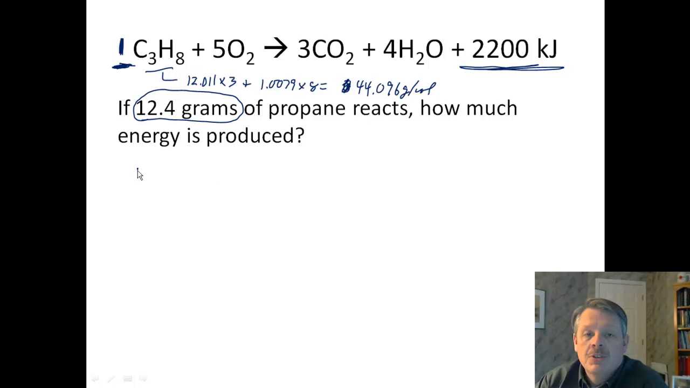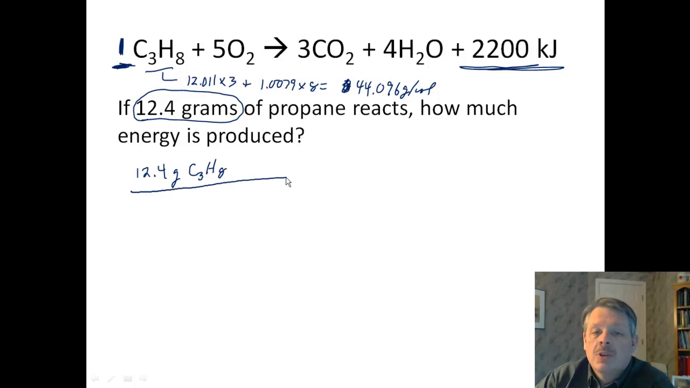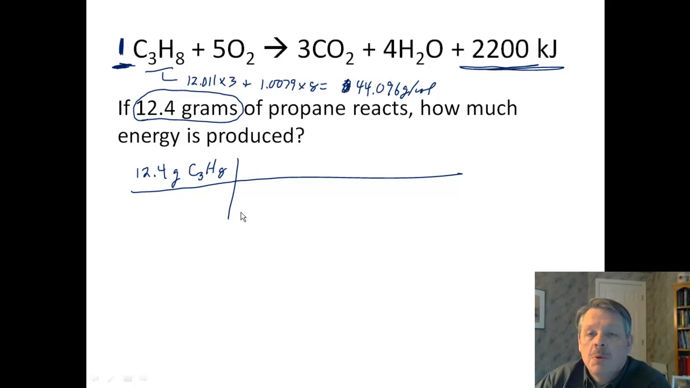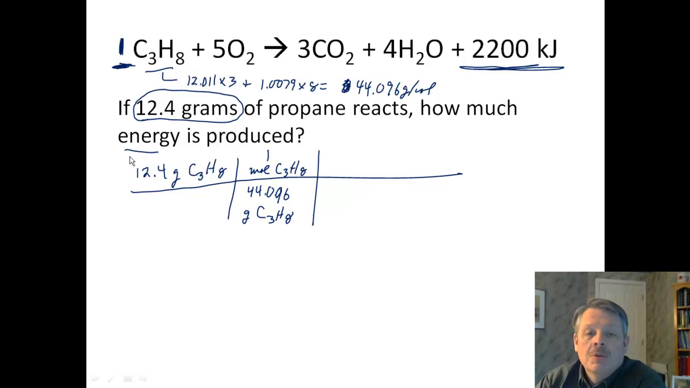All right, so let's use that information. So we actually have a very simple stoichiometry problem where we have 12.4 grams of C3H8, and that means we have to get rid of grams of C3H8. Remember, we always start with the information we're given. So grams of C3H8 go on the bottom, and what we want to go to are moles of C3H8. And 1 mole of C3H8 weighs 44.096 grams. Are we done? No, because we're asking how much energy is produced.